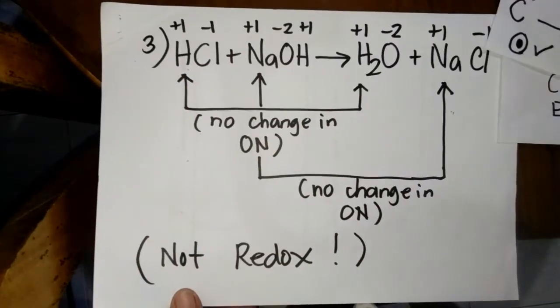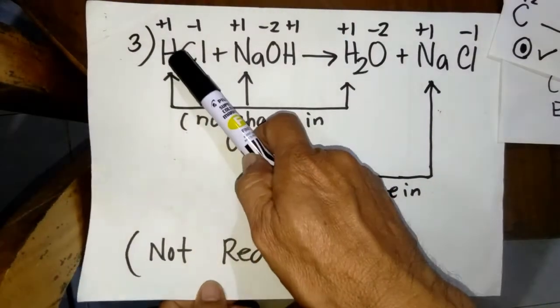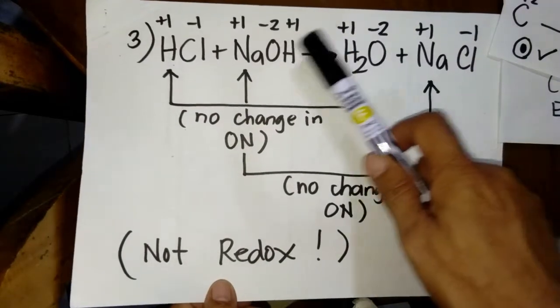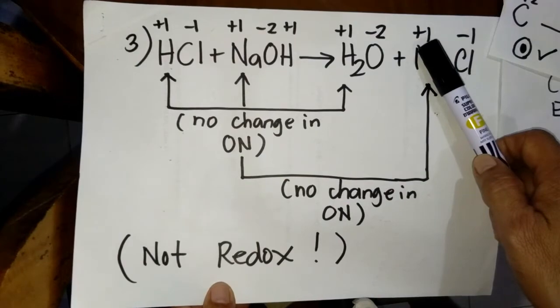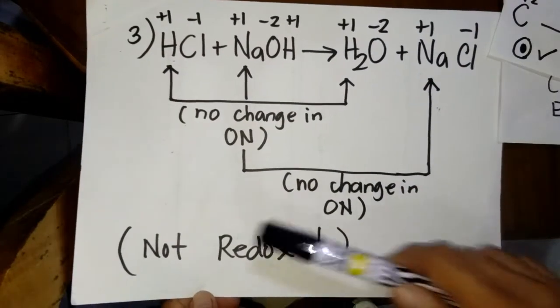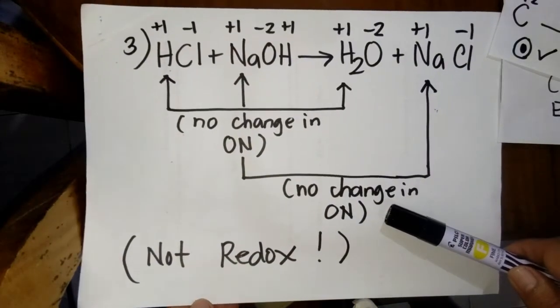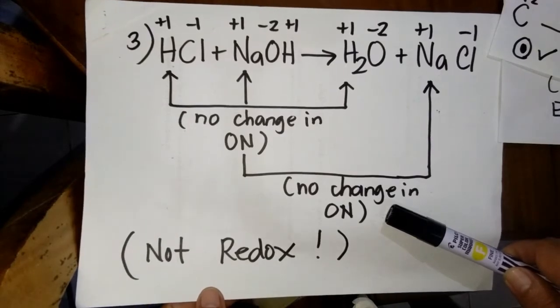And the last, this is not a redox reaction. Why? As you can see, hydrogen here is positive 1 and on the product side is positive 1. There are no changes. Sodium is positive 1 and on the product side positive 1. No change in oxidation number. No change in oxidation number. Therefore, this is not redox. Okay? So, this is how simple it is in determining whether the reaction is redox or not.